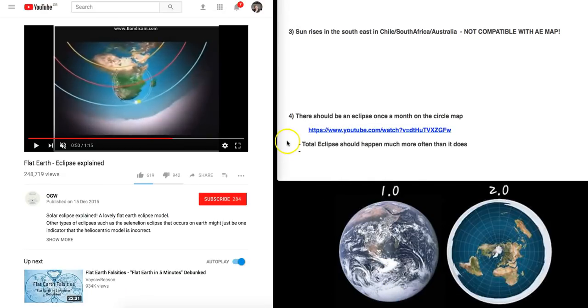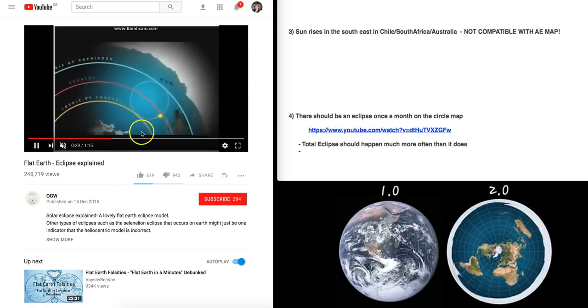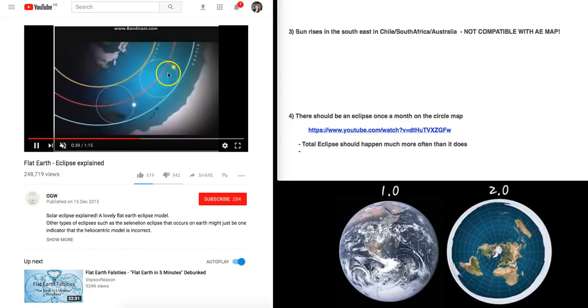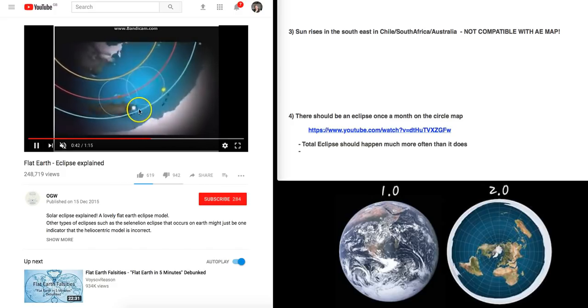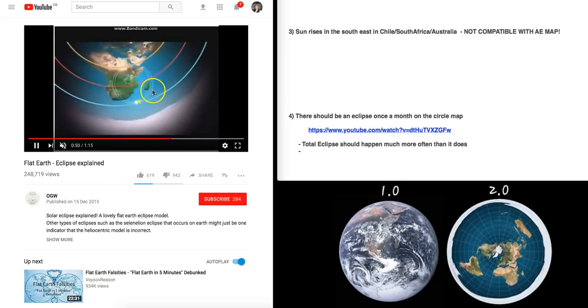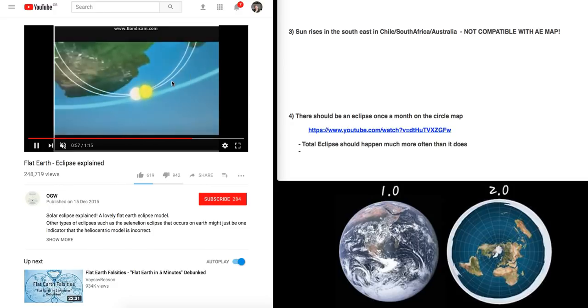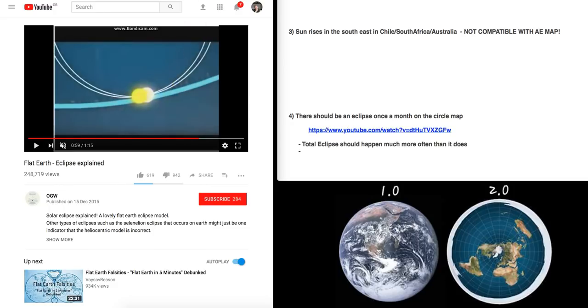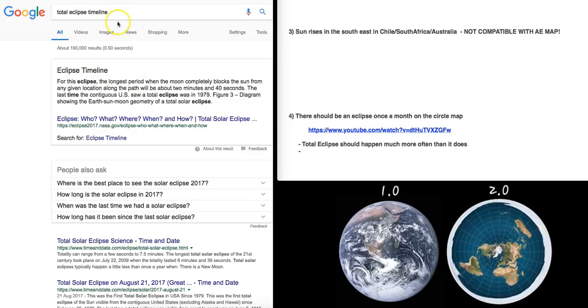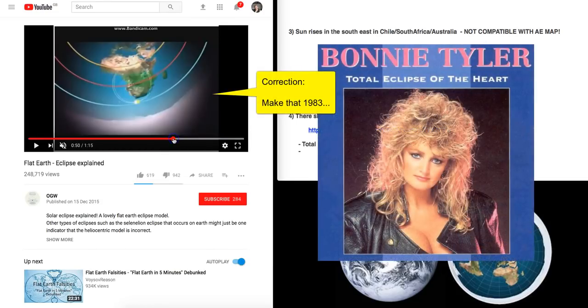Now we're told by flat earthers that this is the way it happens. The sun moves around, comes around, and then overlaps perfectly with the moon. Now, the problem with this is that if this was the actual mechanism for eclipses, it should happen way more often than it does. And the last total eclipse was in 1979. This should happen every year. So this just doesn't compute.